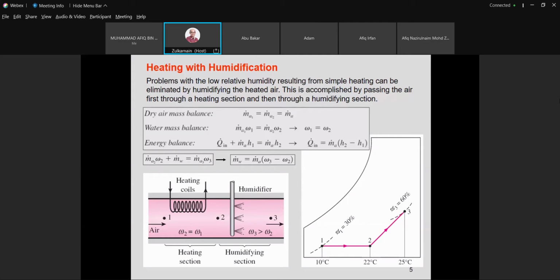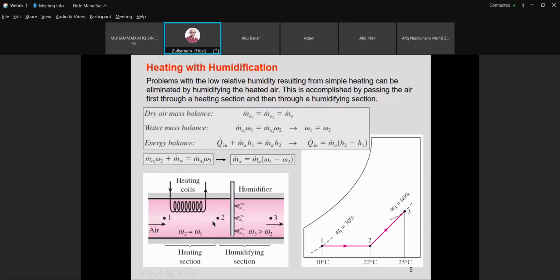And then what they do, they have a sprinkler, a very fine sprinkler, from a very fine nozzle. The purpose is just to add moisture content to the dry air so that we are going to have a drop in the temperature, right?